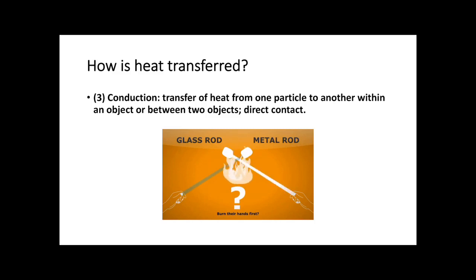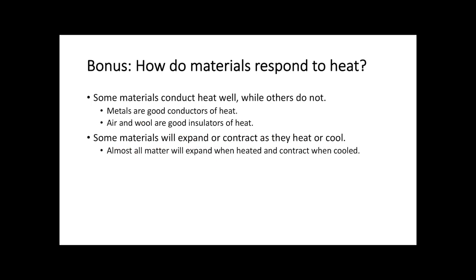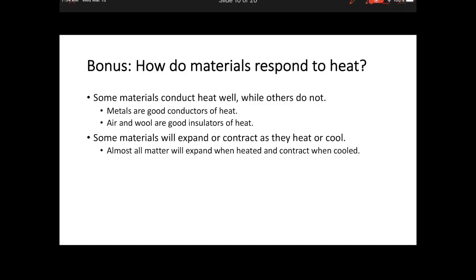In just a few seconds, I'm going to show you and explain just why it is that the metal rod conducts heat so much better, and that's because metals happen to be good conductors of heat, whereas things like air and wool are better used as insulators of heat to keep the heat in. Further, some materials are going to expand or contract as they heat or cool, so most matter is going to expand when heating, contract with cool, except for water.